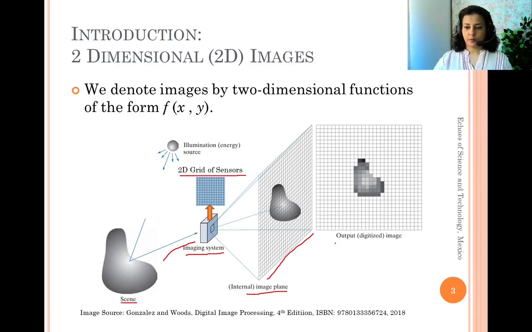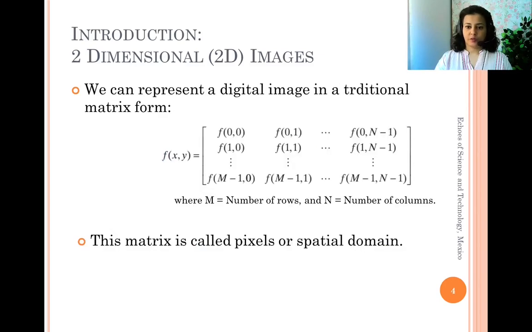Then after using some specific imaging software, this analog signal is converted into a digital signal where the illumination is converted into a digitized image. So in this digitized image, now the illumination is represented by a discrete number. Once we obtain our digital image, we can mathematically represent it in a traditional matrix form. Given that capital M is the total number of rows and capital N is the total number of columns, we can represent this two-dimensional image in this complete matrix format.